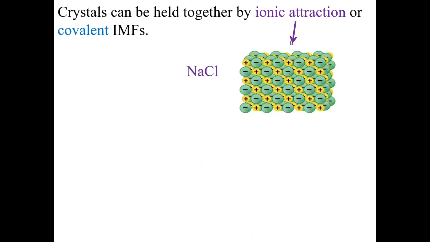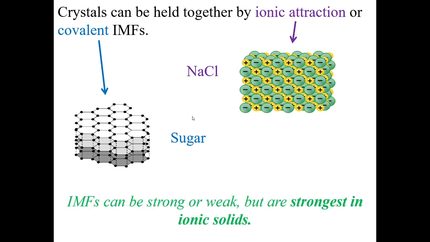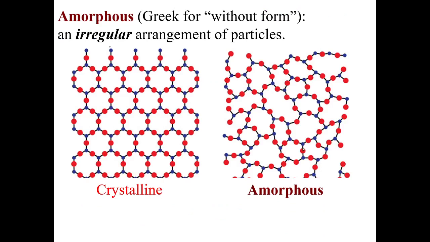So between NaCl, ionic attraction, this is a crystal structure where they alternate the positive Na and the negative Cls. And something like sugar, you have these intermolecular dotted lines holding the sugars together in these layers. So IMFs can be strong or weak, but are strongest in ionic solids. Hard to pull those apart.